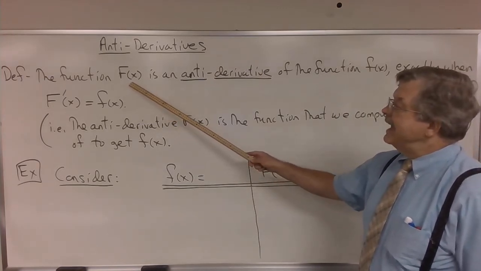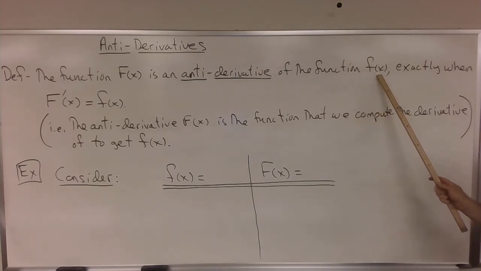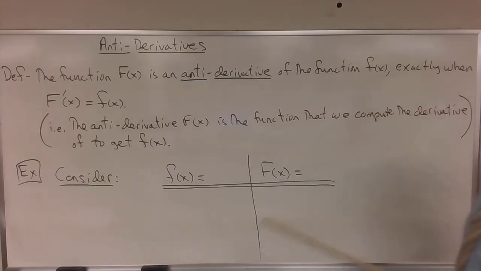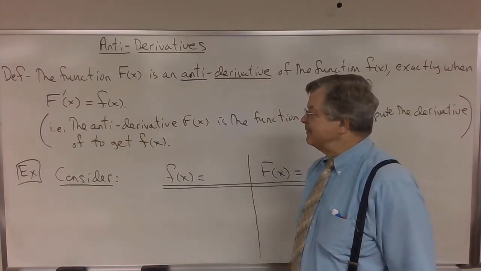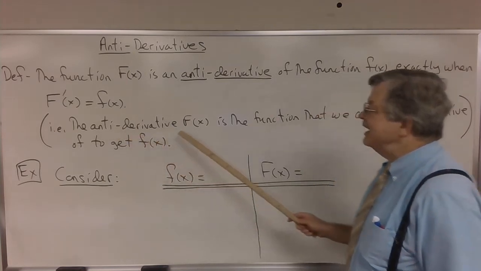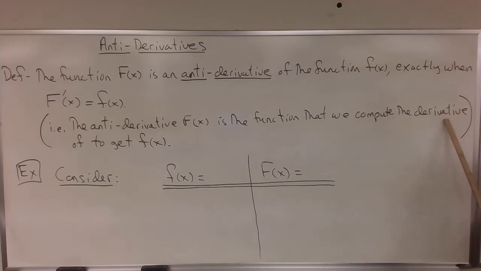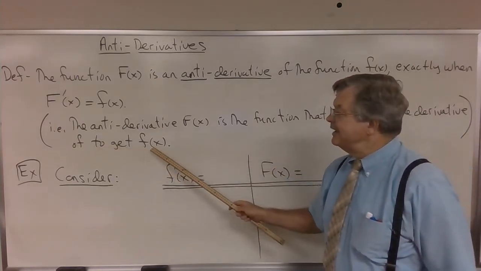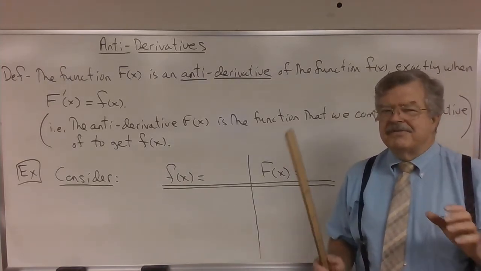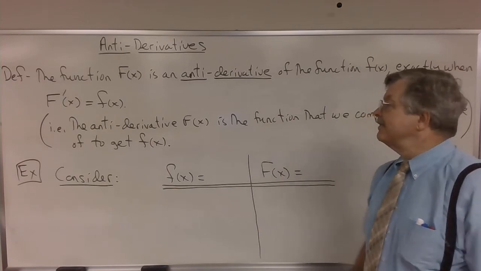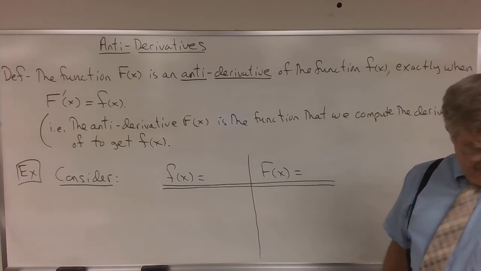The function capital F of x is an antiderivative of the function little f of x exactly when capital F prime of x equals little f of x. So in other words, the antiderivative, capital F of x, is the function that we compute the derivative of to get little f of x. Now let's look at an example.